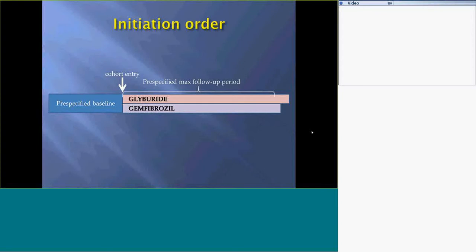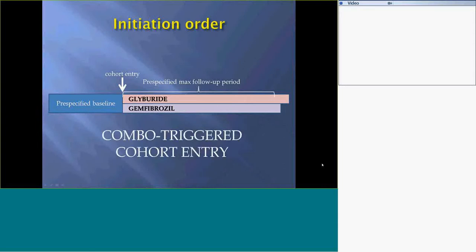And then the other scenario is in which both the glyburide, the object drug, and the precipitant drug, gemfibrozil, are started at the exact same time. That triggers cohort entry for a cohort study. And these scenarios are considered combination-triggered or combo-triggered cohort entry. That is, both drugs starting at the exact same time.